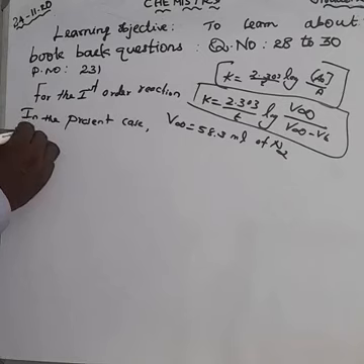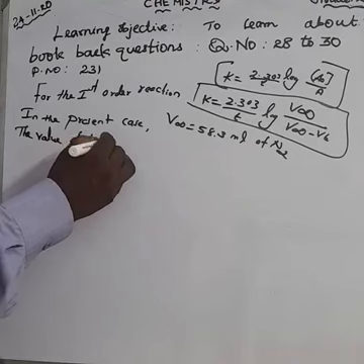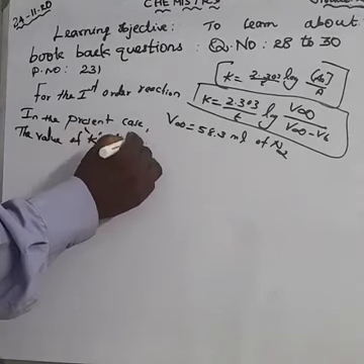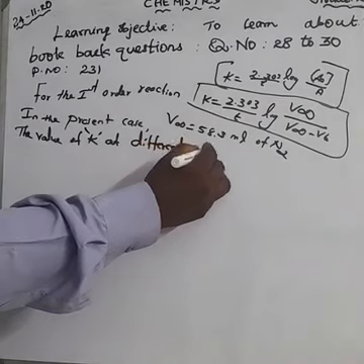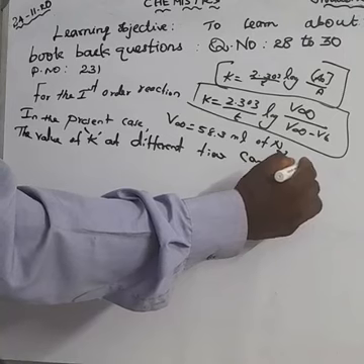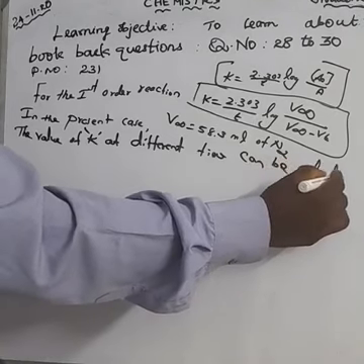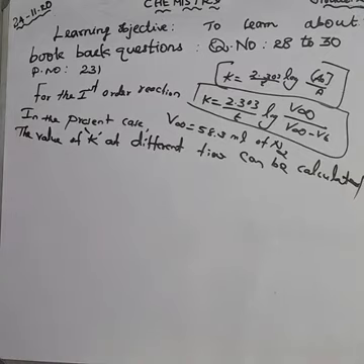The value of K at different times can be calculated. So first of all, we should make one tabular column. We have to make one tabular column. I have the full board.